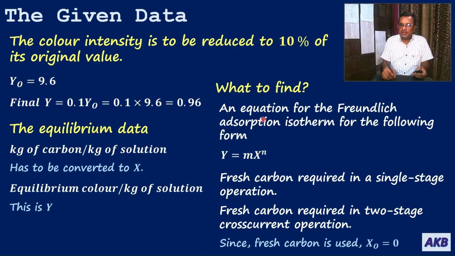So first we will be getting an equation of this form. Capital Y is equal to m into capital X raised to n. And for getting this equation, we are going to use the experimental data. And then we will use this equation to find the quantity of carbon or the quantity of adsorbent required in a single stage operation and then in a two-stage operation. We are using fresh carbon. The meaning is capital X0 is 0. So let us move ahead.